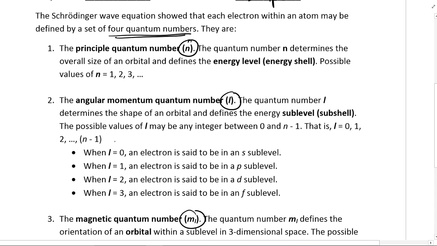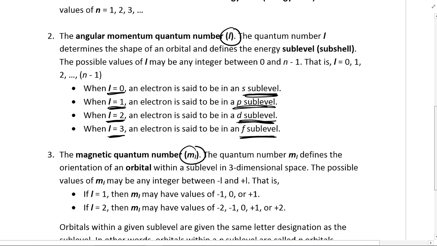We label it l, and this determines the shape of the orbitals and defines what we call the energy sublevel. And l has values that go anywhere between 0 and n minus 1. So l could be 0, 1, 2, all the way up to n minus 1. When we have an l value of 0, we say that it belongs to an s sublevel. When l is equal to 1, an orbital belongs in a p sublevel. When l is equal to 2, it belongs in the d sublevel. And when l is equal to 3, it belongs in an f sublevel.